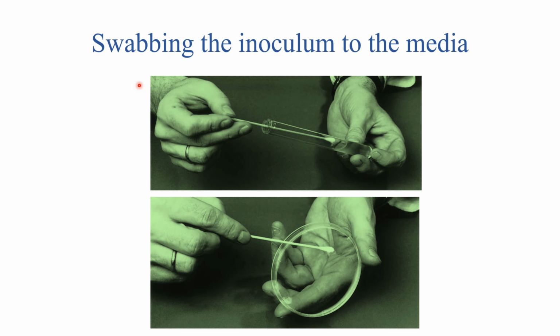After that, we swab the inoculum onto the culture medium. This is our inoculum. With the help of a sterile swab, we dip the swab into the inoculum and lawn culture it onto the Mueller-Hinton agar. Lawn culture means we uniformly spread the inoculum over the Mueller-Hinton agar.